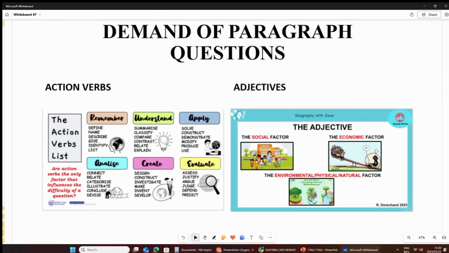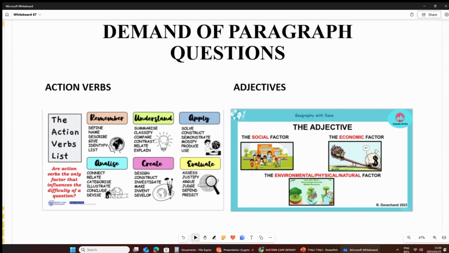For example, let's say you are asked to explain the processes that are involved in the formation of a waterfall. You can't just explain the formation of a waterfall without understanding it. And then for the adjectives, you'll notice that geography questions are not general. They do not just say state the factors. They will ask what are the social factors, economic factors, as well as environmental, physical, natural factors.